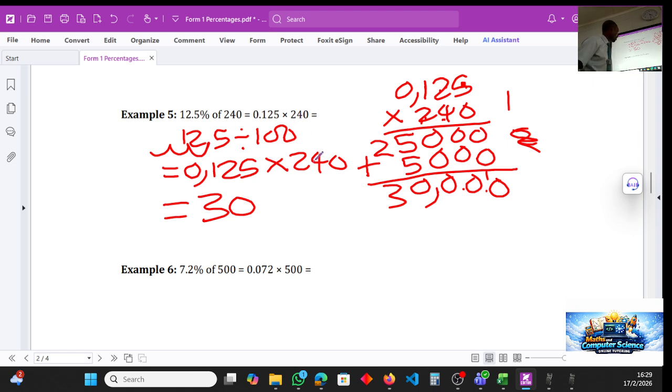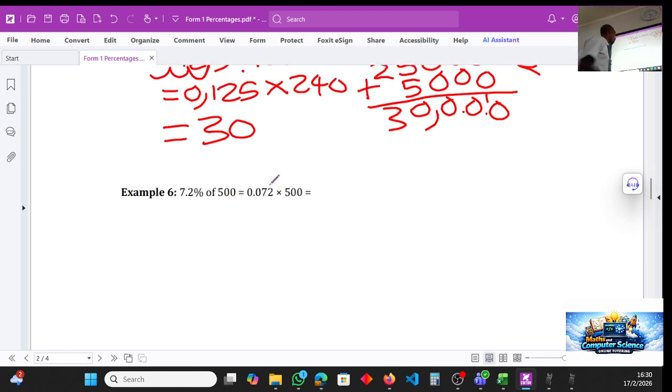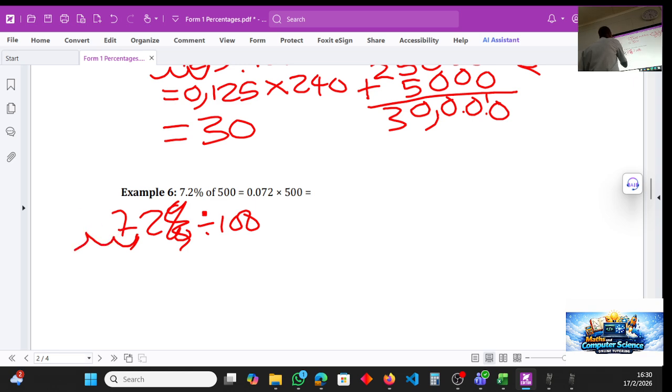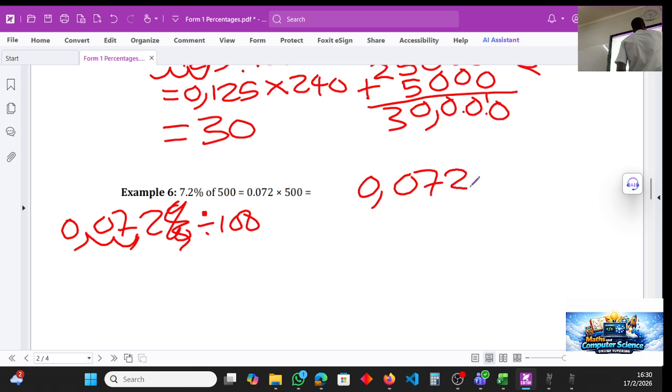The next problem is similar to the previous one, and we are given a guide here that when we have 7.2%, percent simply means dividing by 100. So our comma is going to shift 2 steps to the left. So that's 1, 2. Then we have our comma here. There's nothing there, so we have 0.072 multiplied by 500.